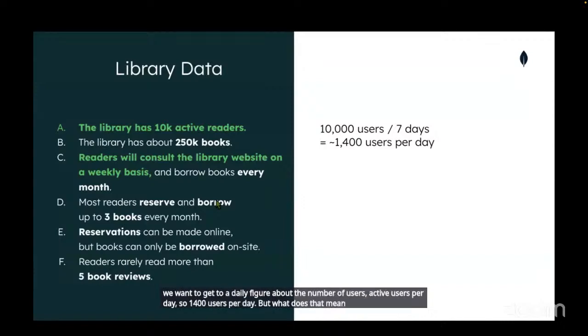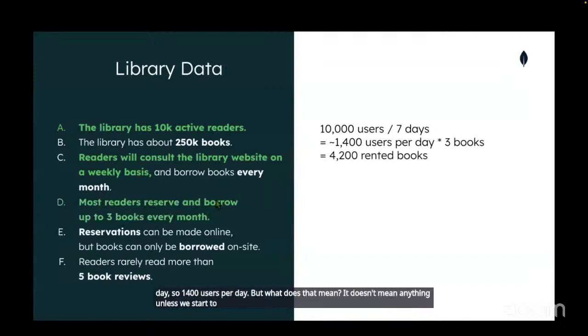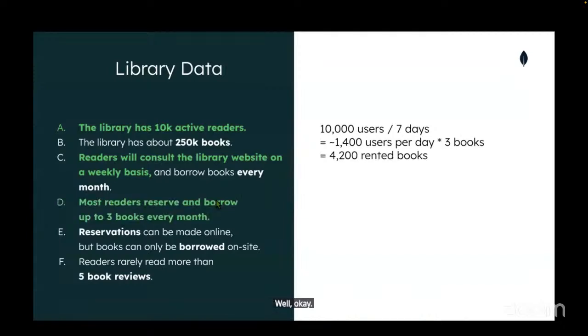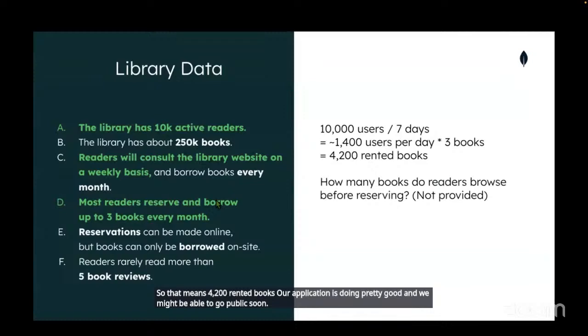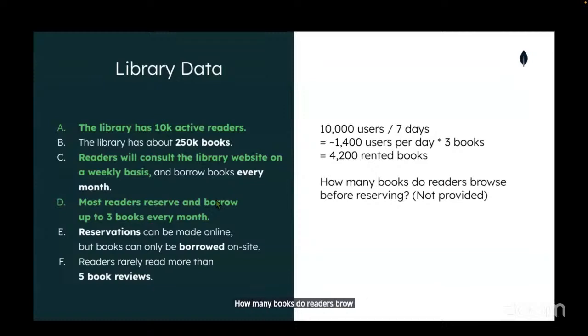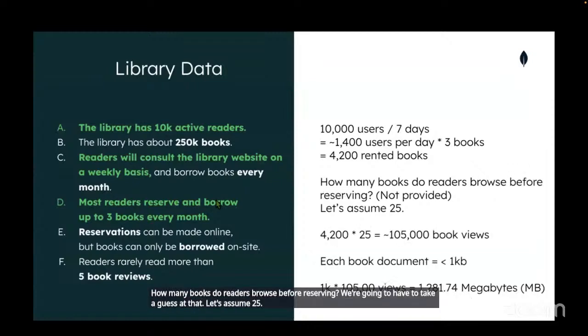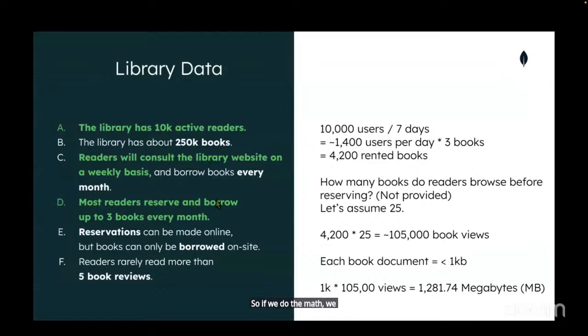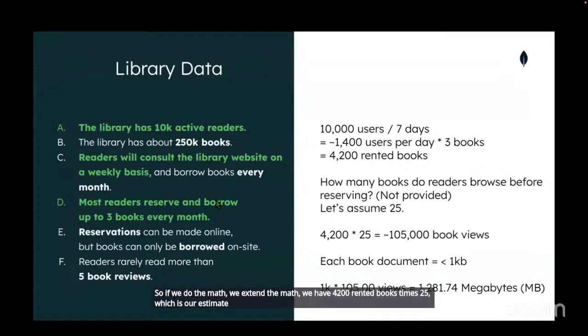It doesn't mean anything unless we start to look at the volumes of data. Okay, so we said they're going to read on average 3 books every month. That means 4,200 rented books. Our application is doing pretty good. We might be able to go public soon. How many books do readers browse before reserving? We're going to have to take a guess at that. Let's assume 25. So if we extend the math, we have 4,200 rented books times 25, which is our estimate. That's about 105,000 book views.